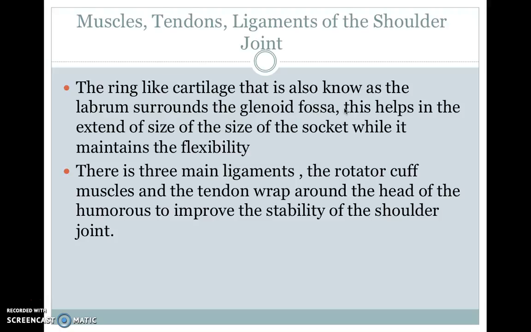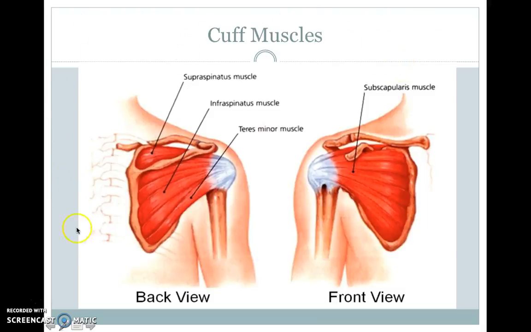Muscle, tendon, ligament of the shoulder joint. The ring-like cartilage, also known as the labrum, surrounds the glenoid fossa. This helps in extending the size of the socket while it maintains the flexibility. There are three main ligaments, and the rotator cuff muscles and tendons wrap around the head of the humerus to improve the stability of the shoulder joint. This is an example of the shoulder muscles.